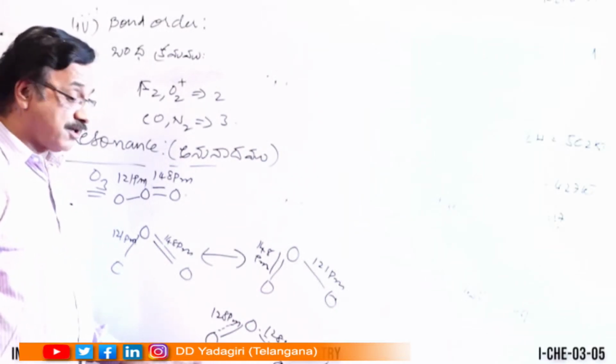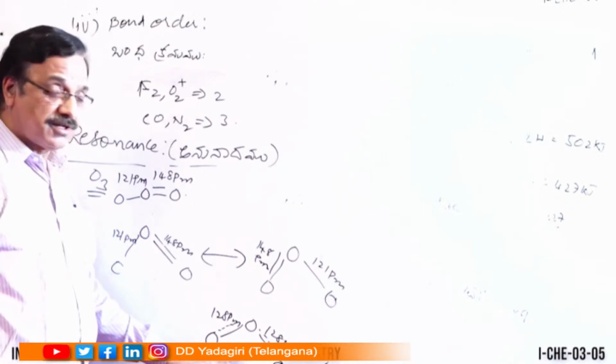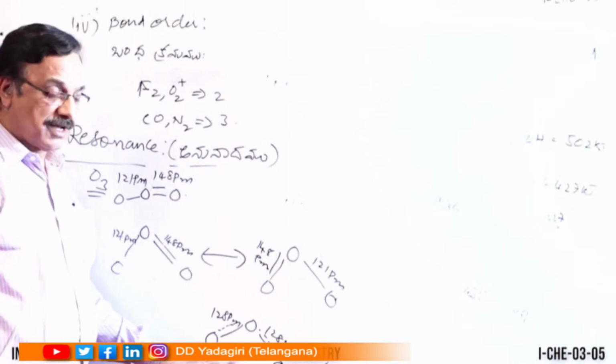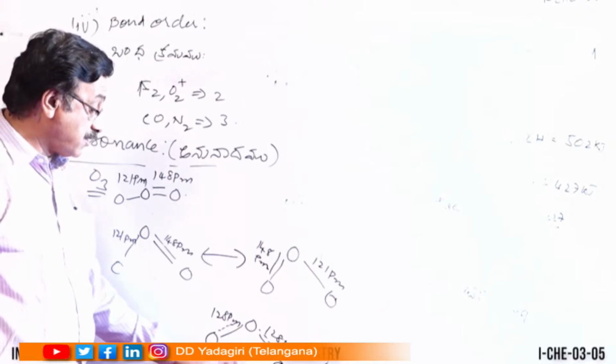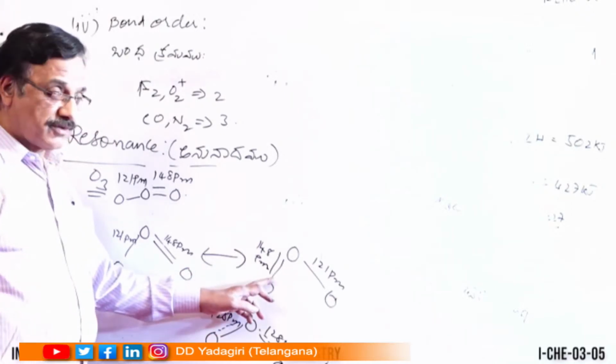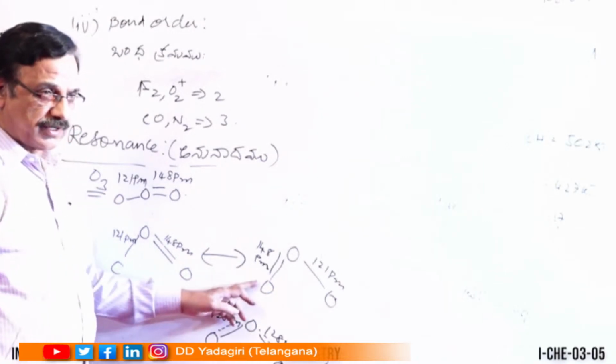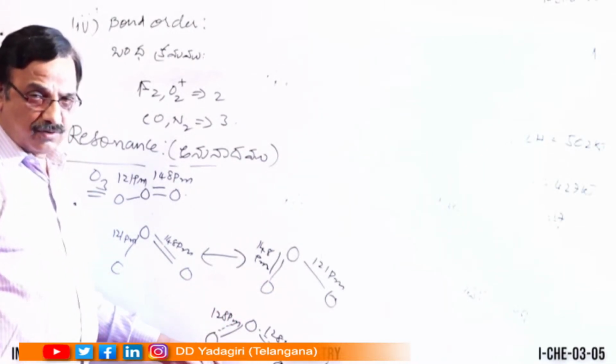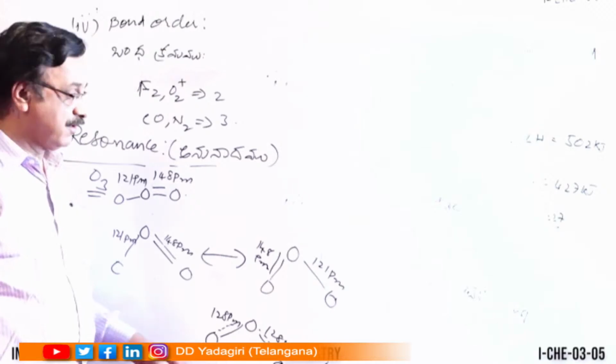So the exact structure is the resonance hybrid. That exact structure of the ozone is this one, which is between these two canonical structures of the original structure, right?